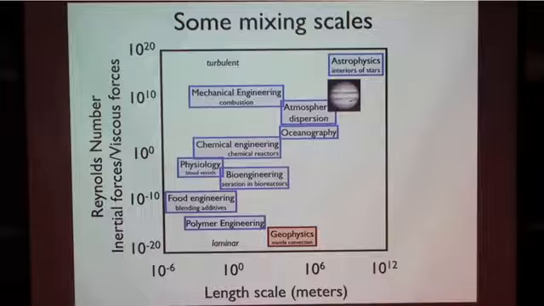Another thing to keep in mind as we go forward is that the mixing scales that we are used to in everyday life are quite different from the mixing scale in the mantle. There are two numbers to keep in mind here. One is the length scale, which in geophysics and mantle convection is thousands of kilometers. The other is a dimensionless number called the Reynolds number, which is a measure of the inertial forces normalized to the viscous forces. All you need to know is that the higher the Reynolds number, the more turbulent the flow is. When the Reynolds number is low, the flow is known as laminar, and it doesn't have small eddies, which would help mix the flow.